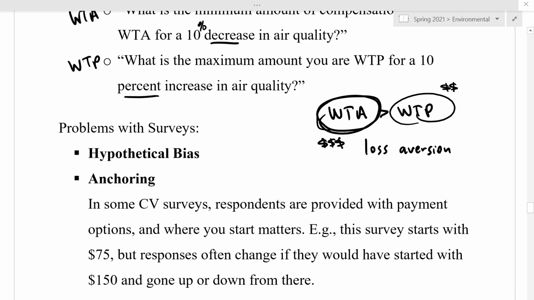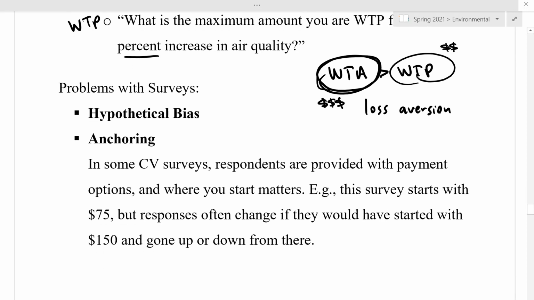So you have the hypothetical bias. This is definitely a problem in surveys where you're asking people to consider something that doesn't exist and there's really no skin in the game. If you're asking somebody how much they are willing to pay for a national park, that doesn't necessarily mean that they're actually going to have to pay it. So I could say anything I wanted to. There's no way for them to come back and make sure that in the end I pay what I said I was willing to pay. So the hypothetical bias is a problem.